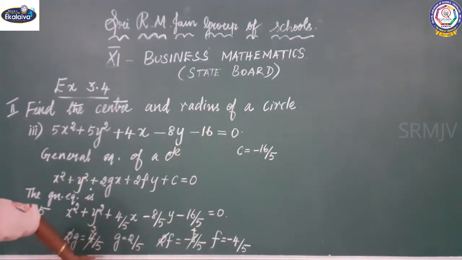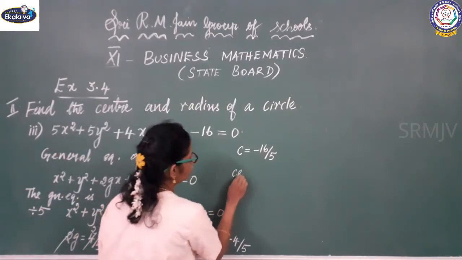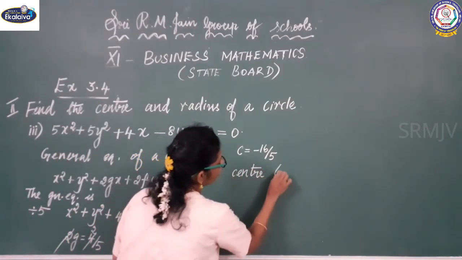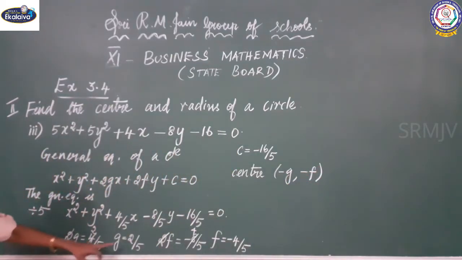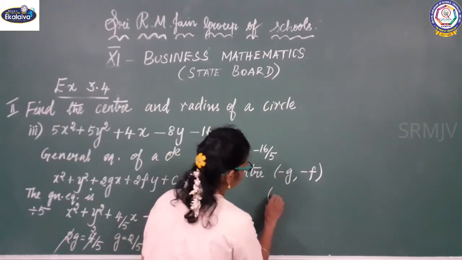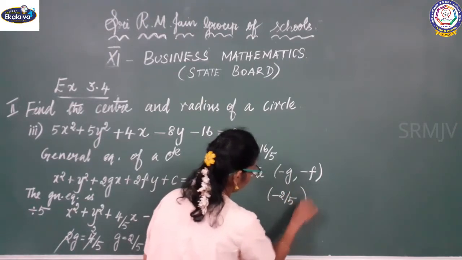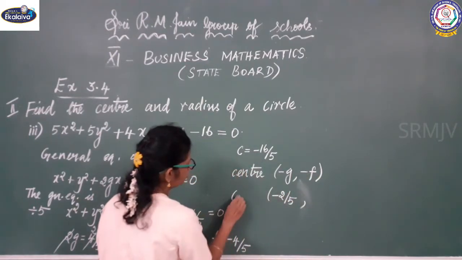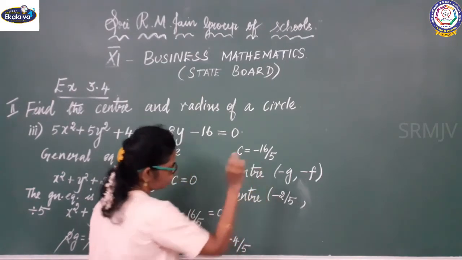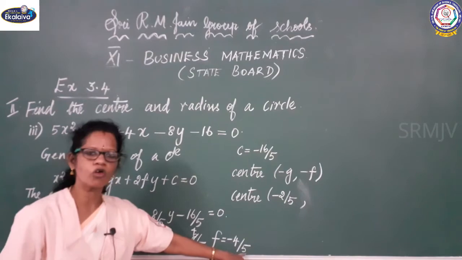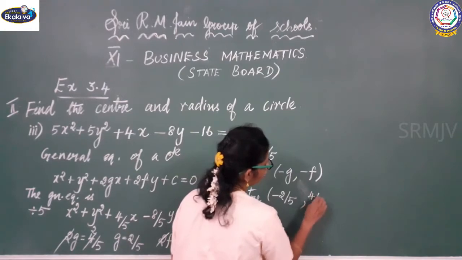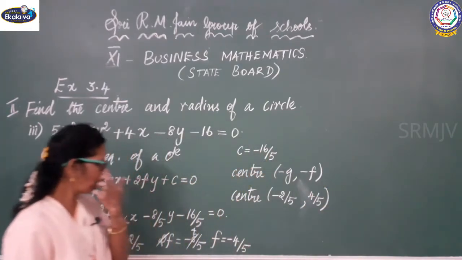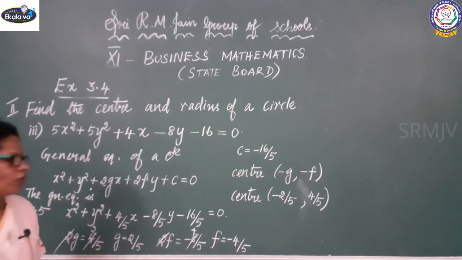Now, how to find the center? I gave the formula, right? Center is minus g comma minus f. Here what is your g? g is 2 by 5, positive. Here it comes under negative, minus 2 by 5. What is your f? f is minus 4 by 5. So minus into minus is plus 4 by 5. What is the center? Minus 2 by 5, 4 by 5.